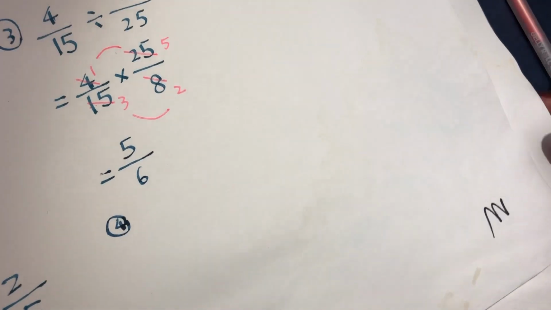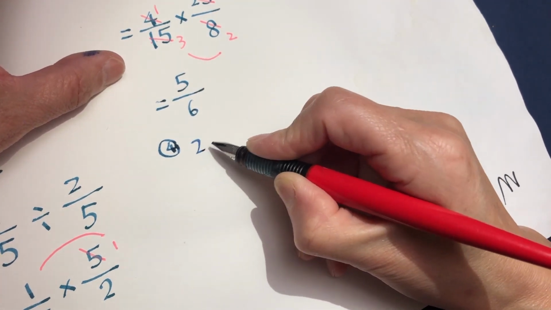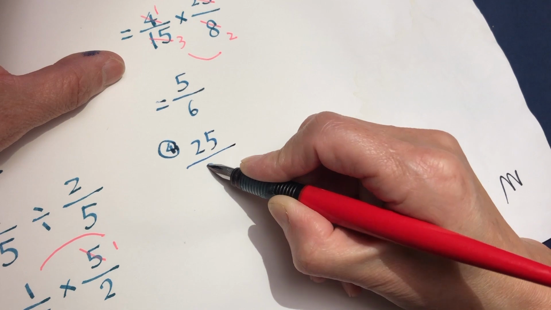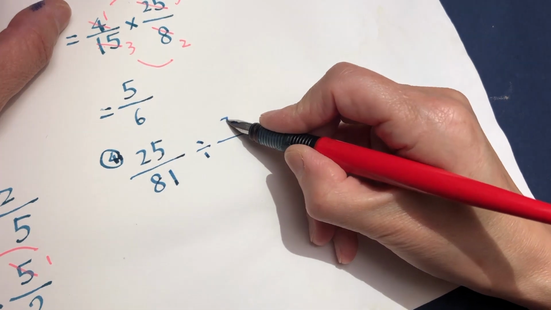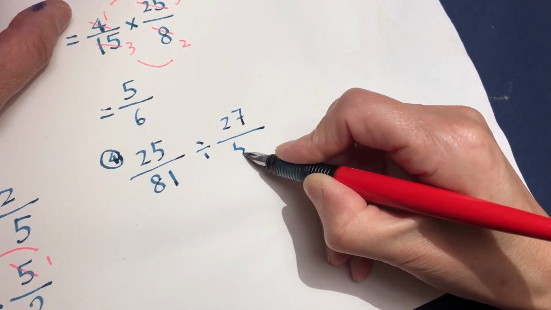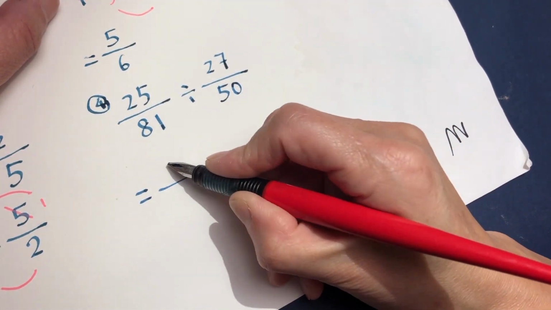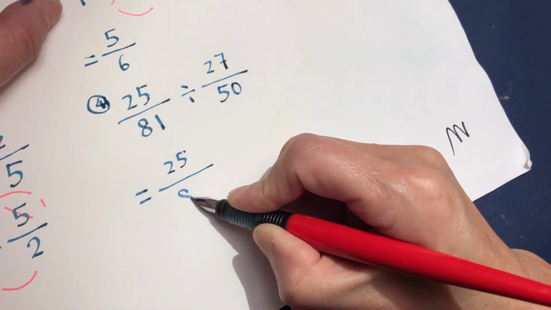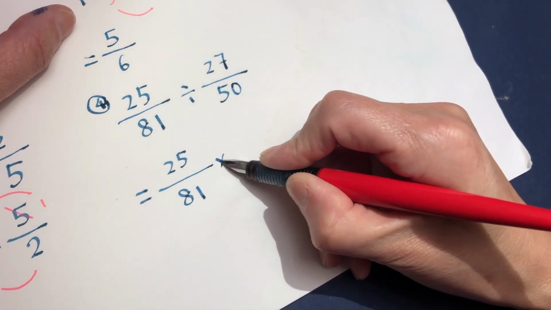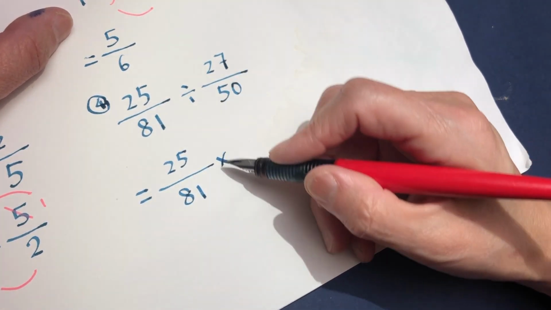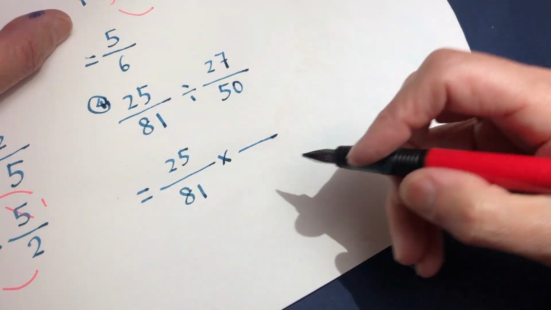The papers, too many layers of paper. Okay, this one is 25 over 81 divided by 27 over 50. So the first number we do not change, 25 over 81. The second number, the divider, we change the sign from division to multiplication. What we do on this side, we flip it up.